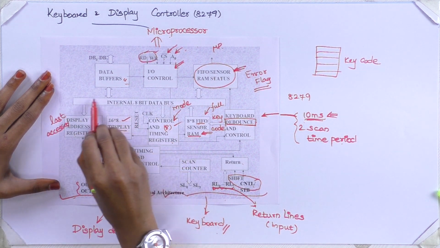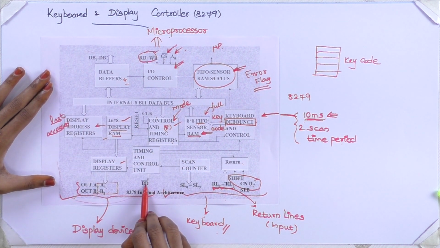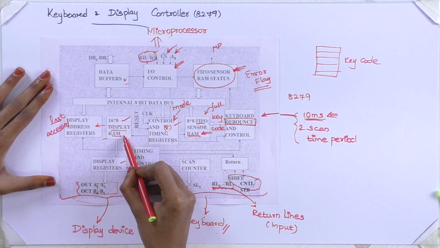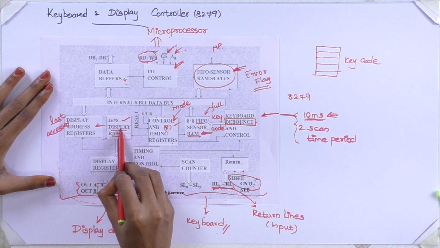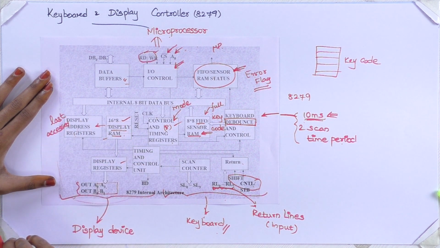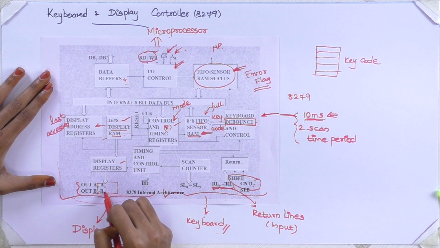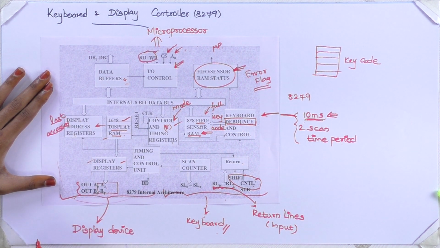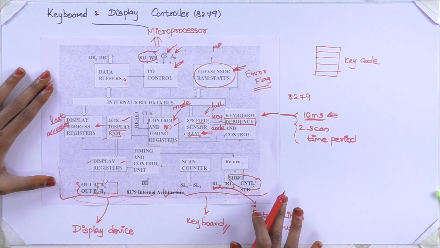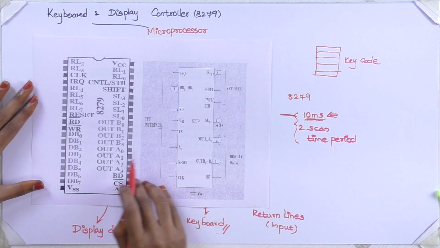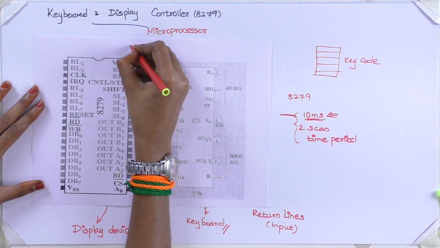And then this block is meant for display. So the value from the processor will be stored in the display RAM. The last accessed data's address will be stored in the display address register. Then the data from the RAM is given to the output device through the display register. So this is the explanation for the 8279 architecture. Now this is the pin diagram of 8279.